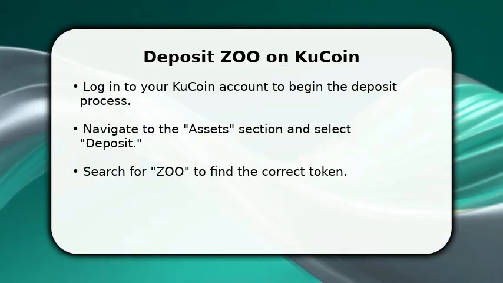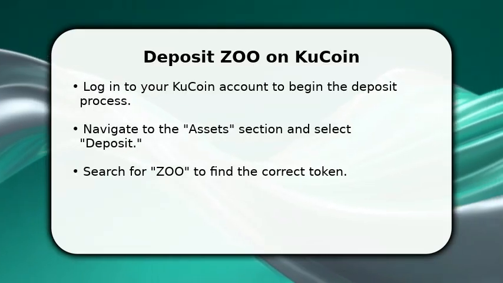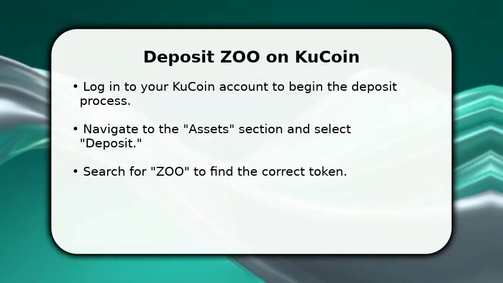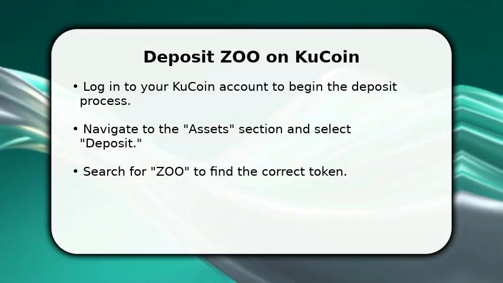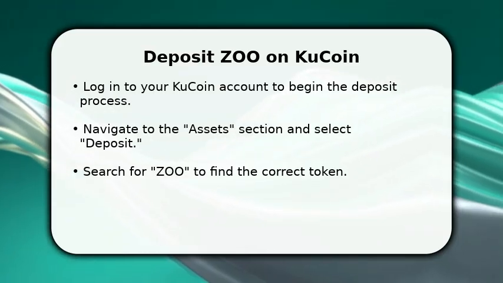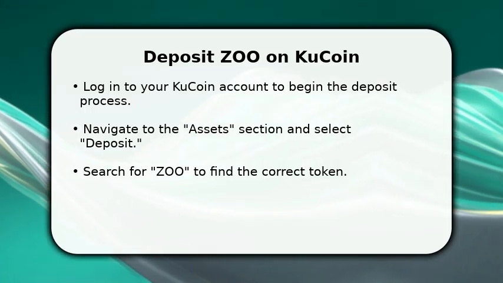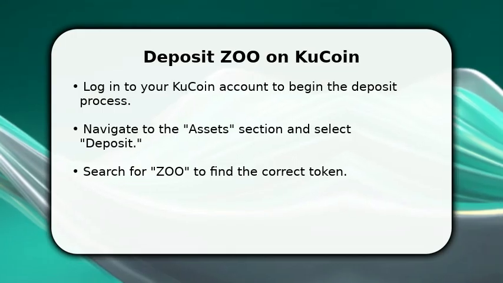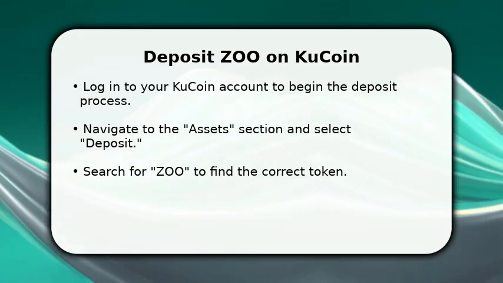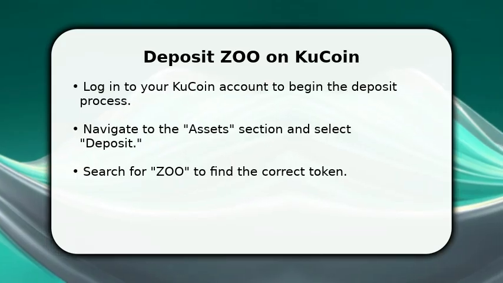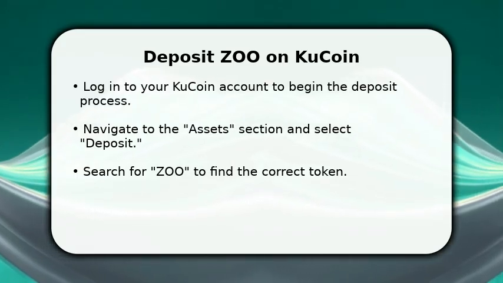In this video, I will explain how to deposit ZOO tokens into your KuCoin account, step by step. First, you will need to log into your KuCoin account. Once logged in, locate the Assets section, usually found in the top right corner, and click on Deposit. Then, simply search for ZOO in the search bar to proceed with your deposit.